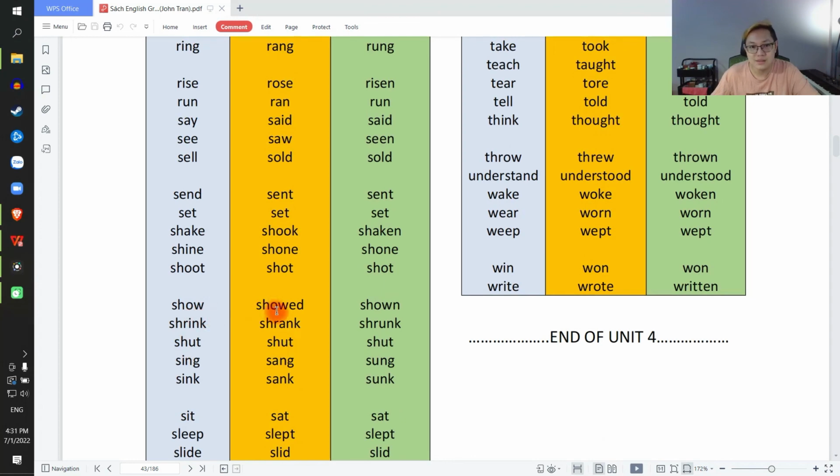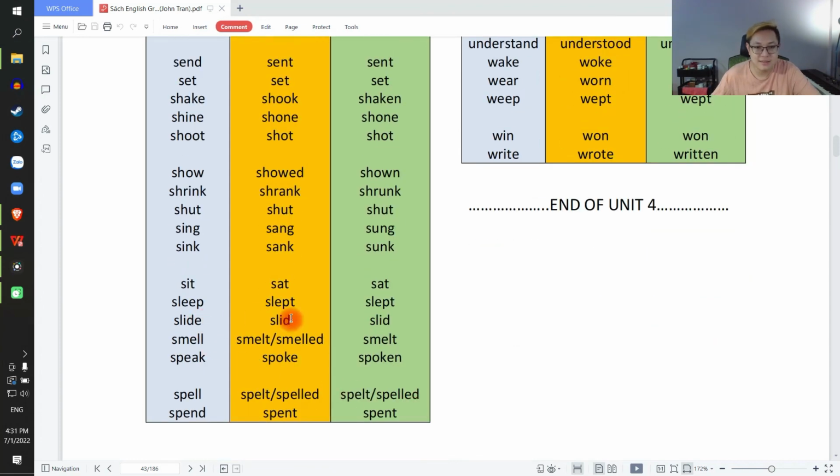Show, showed, shown. Shrink, shrank, shrunk. Shut, shut, shut. Sing, sang, sung. Sink, sank, sunk. Sit, sat, sat. Sleep, slept, slept. Slide, slid, slid. Smell, smelt or smelled. Speak, spoke, spoken.